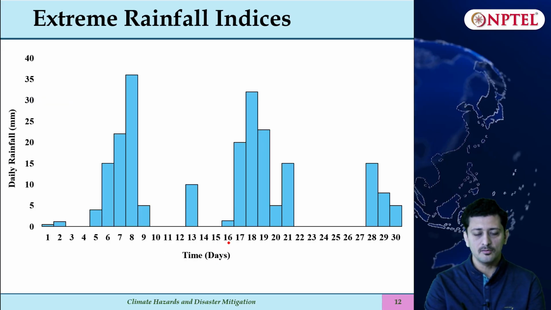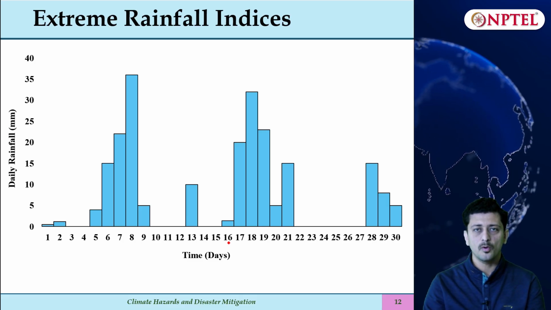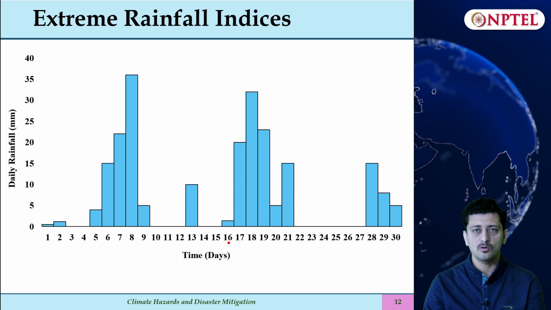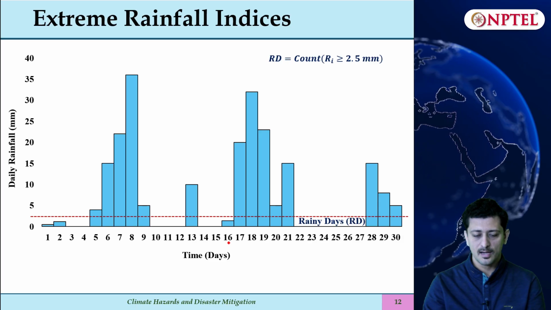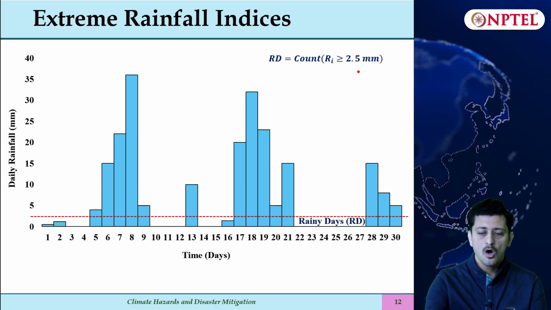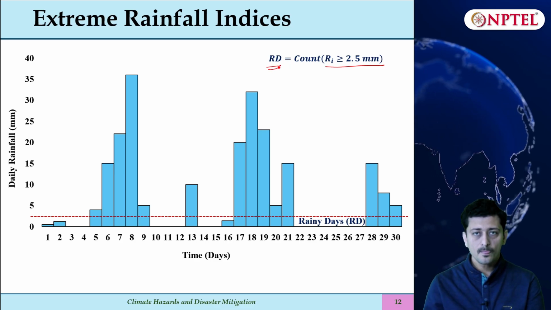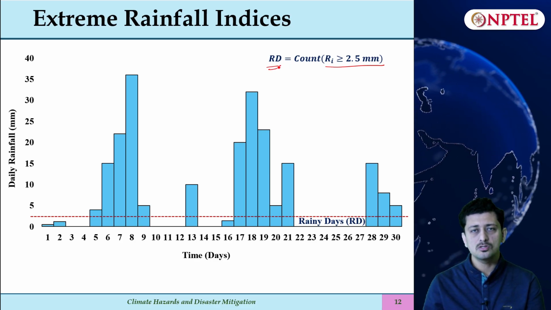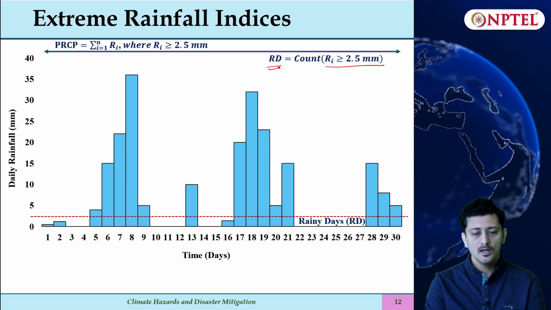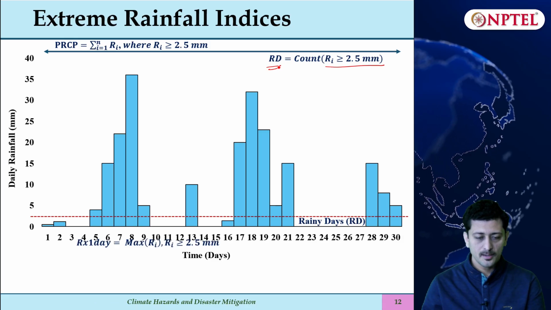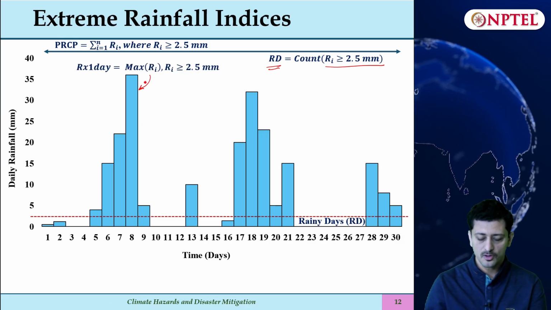So this is a simple rainfall data. Now IMD specified that any value greater than 2.5 millimeters in a day is quantified as a rainy day. So if we put that threshold, whatever we get, that is rainy days. So we make a count of all rainfall values greater than 2.5, that is called our rainy day. Now if we add the magnitudes on these rainy days, it becomes the total annual rainfall, that is PRCP, where we are summing up the magnitudes. Then the one maximum value of all will become the 1 day maximum rainfall.